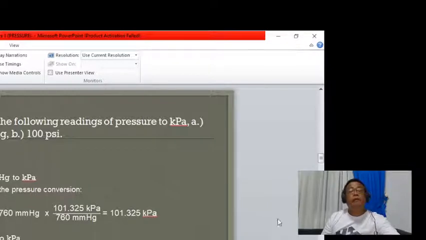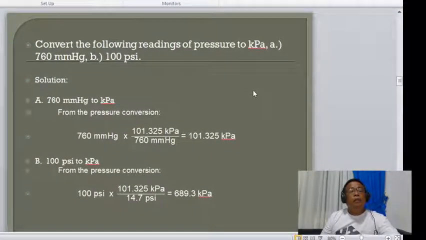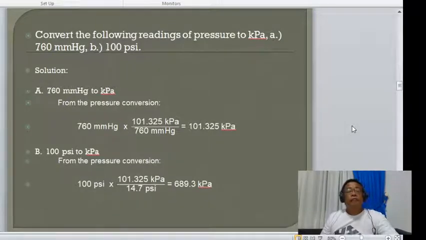And for B, we have 100 psi to kilopascal. Knowing also that 14.7 psi is equivalent to 101.325 kilopascals, we now get a value of 689.3 kilopascal. Okay? So, very simple.